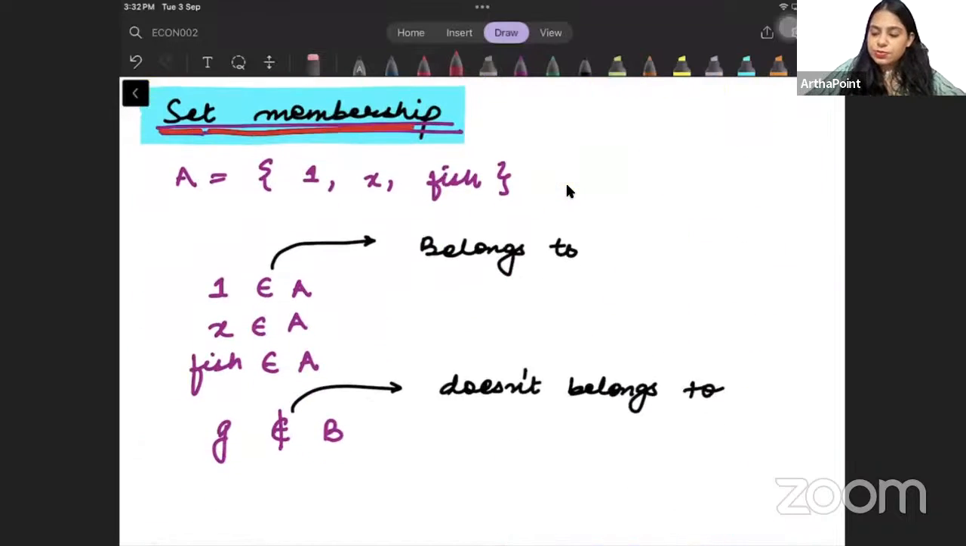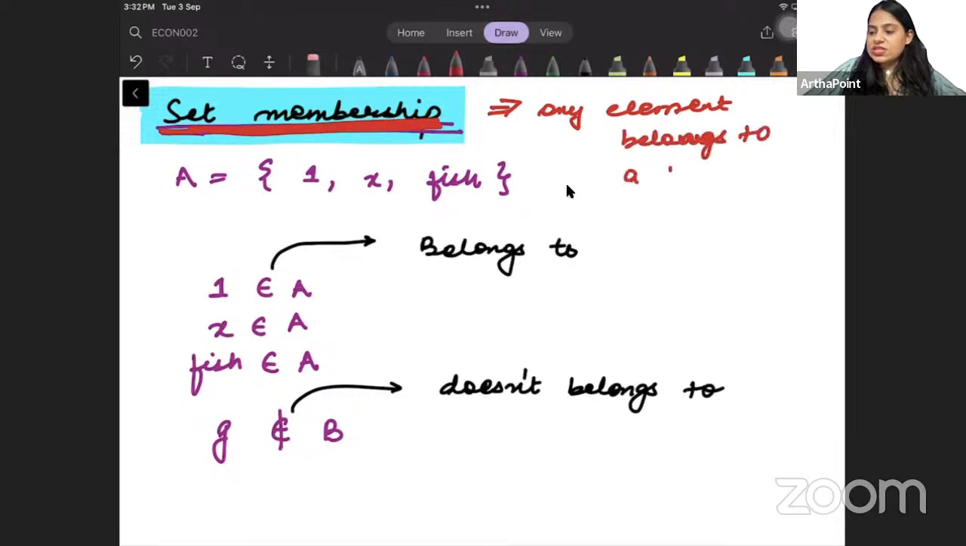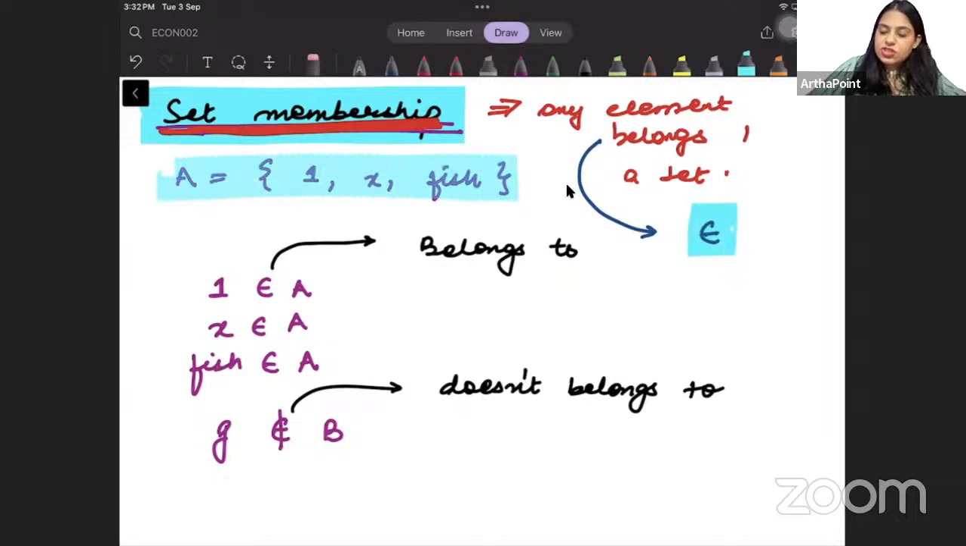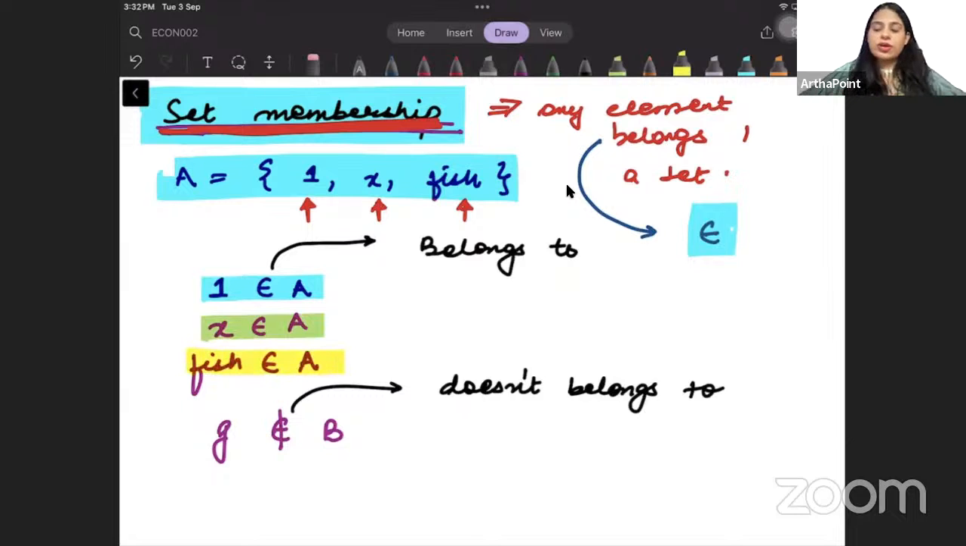Okay, set membership. So whenever, beta, any element belongs to a set, अगर कोई भी element set को belong करेगा, so the sign of belongs is given by this. This is how we write belongs. तो यहां देखो, this is a set A which has 3 elements in it, beta 1, X and fish. So we are saying 1 belongs to A, X belongs to A, fish belongs to A. So belongs means a sign like this.